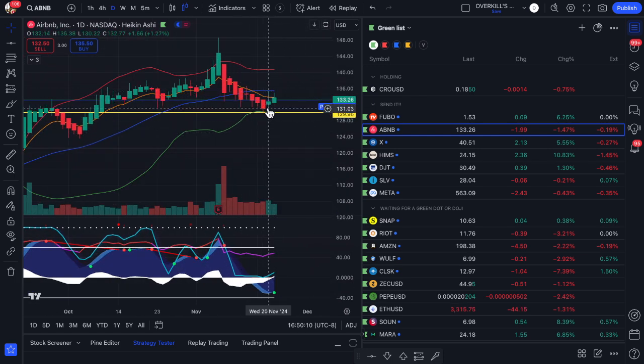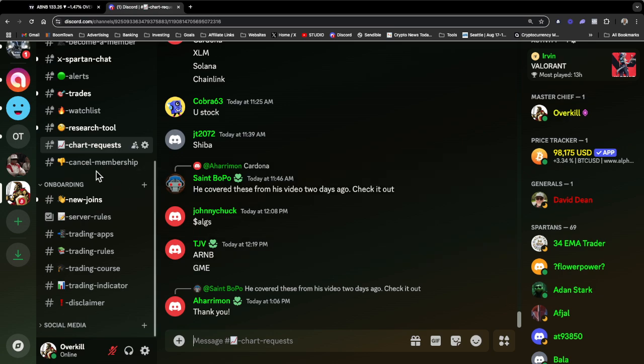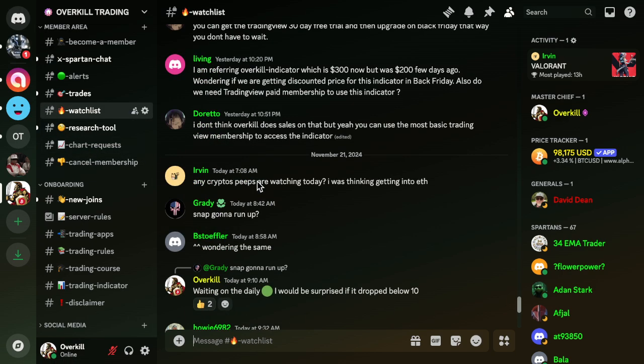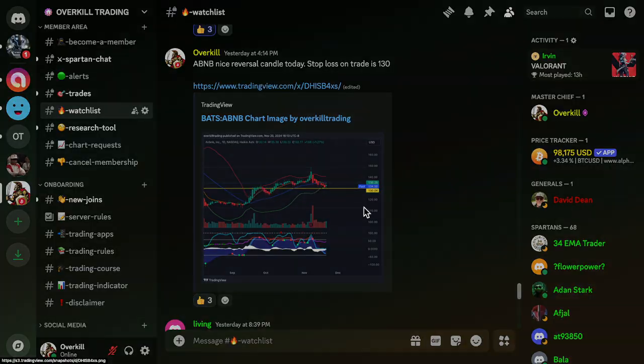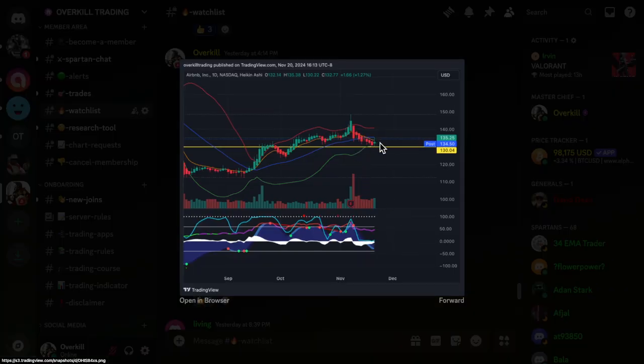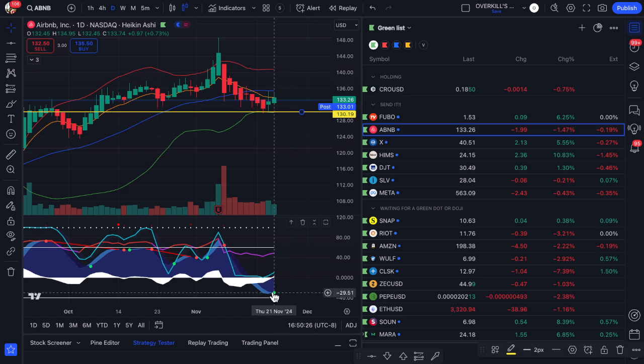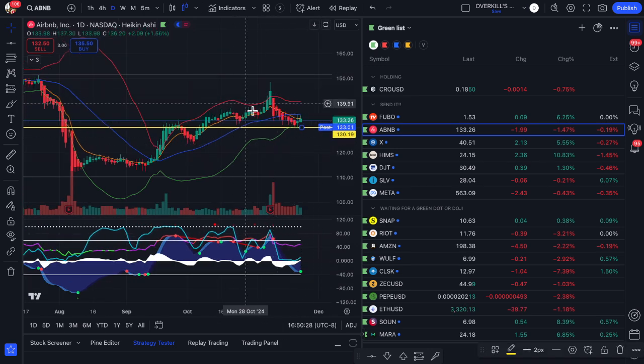That first green candle, I believe I called that out in the watch list thread over here. Where was that called out? Not there. That was today's. Yes, this was called out yesterday. Okay, 130 is our stop loss. Okay, looks good. You got a green dot today, so we're expecting that one to go higher here.